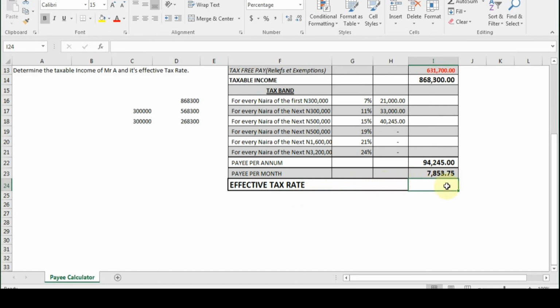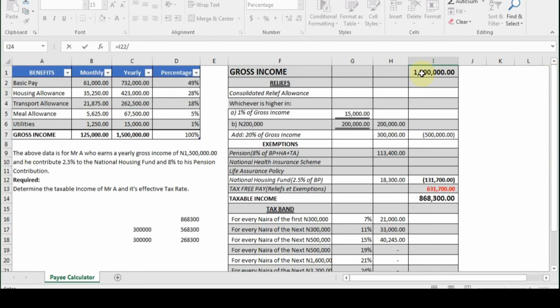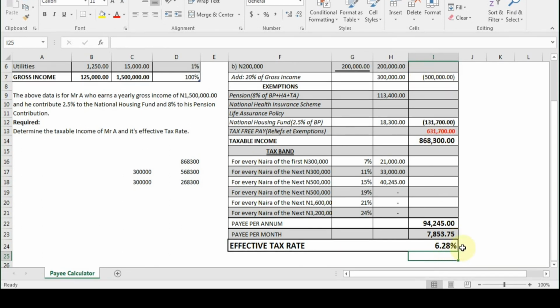So what is the effective tax rate? The effective tax rate can be gotten by saying equal to your PAYE per annum divided by your gross income. So 6.28%. Whenever you need to calculate tax for Mr. A on your payroll, which you will get to in our next lecture, you will be using this fixed effective tax rate, so that you can make sure you have his PAYE per annum correctly.